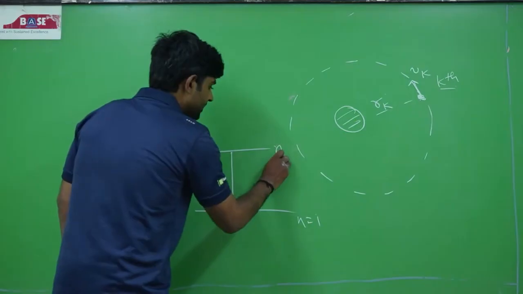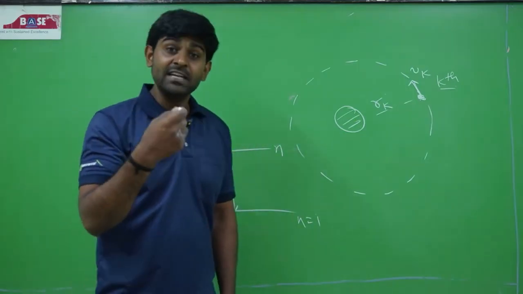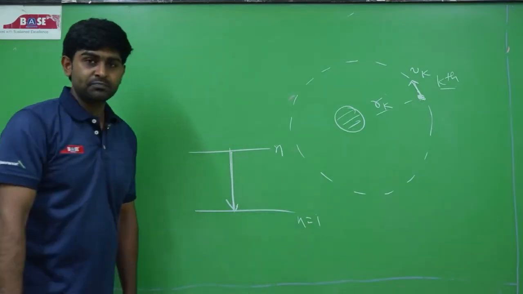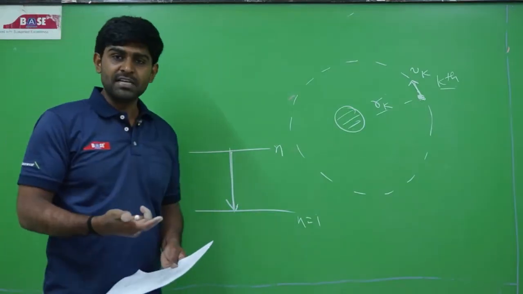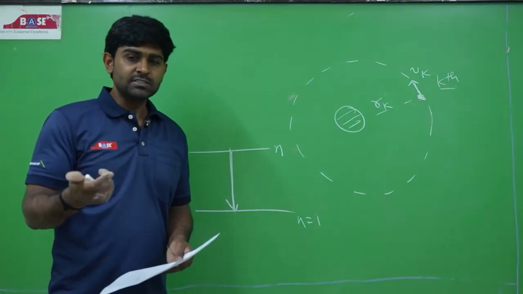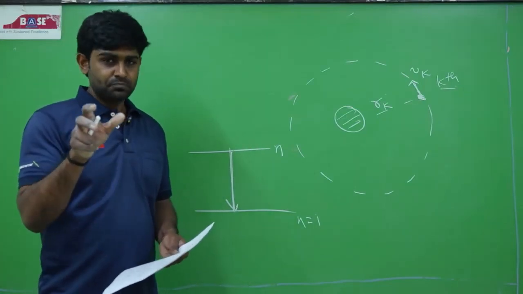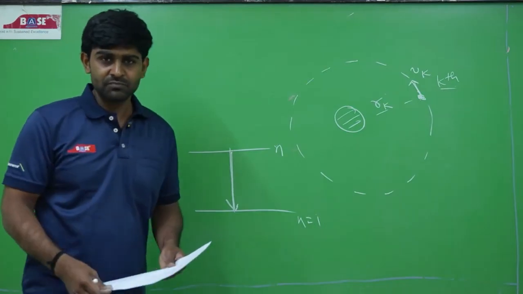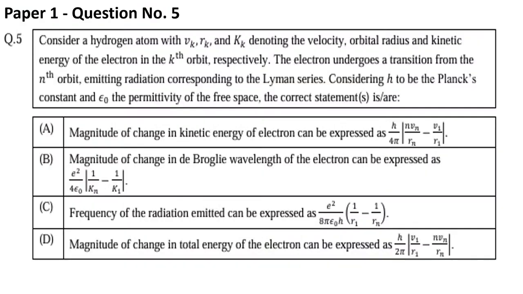Now we have an electron which is orbiting in the nth orbit, and from the nth orbit it is jumping to n equals 1. We need to check out the options and comment on how things will happen with the kinetic energy and de Broglie wavelength and all. Let's have a look into the question. You can see here we need to comment on the magnitude of change in kinetic energy of the electron. For that we need an expression for kinetic energy. So let's see how to get the kinetic energy expression.